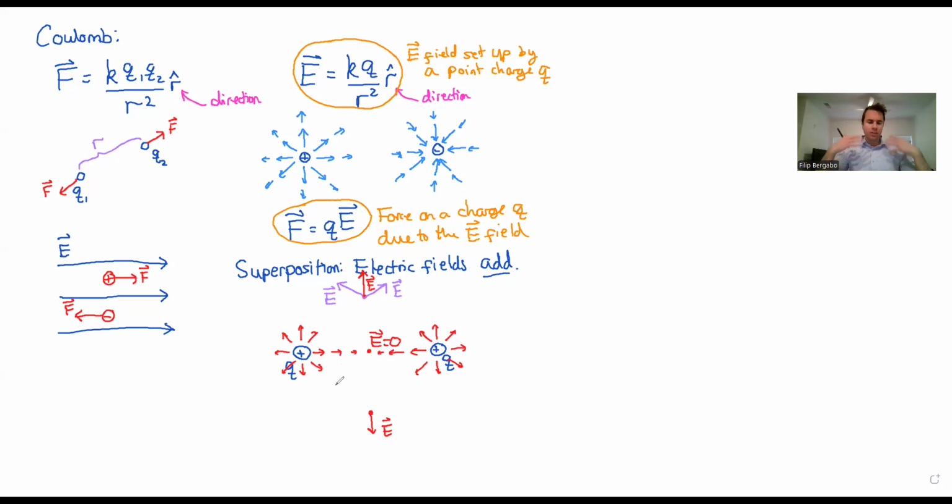And similarly, if we just keep imagining drawing more and more of these vectors, keeping in mind that it always points away from positive charges and gets weaker as you go out, you can start to imagine that these vectors now have to kind of curl this way. And similarly on this side. Similarly down here.